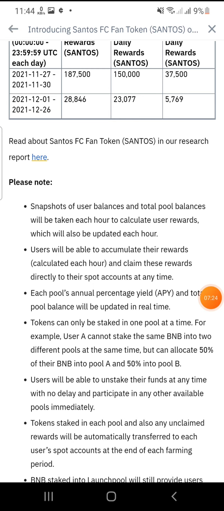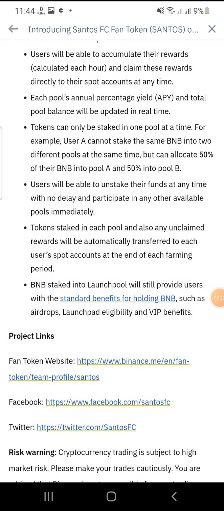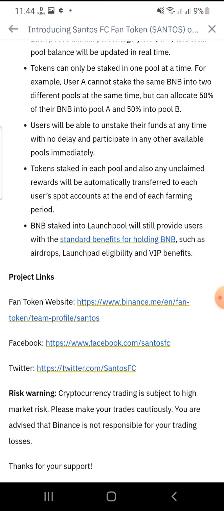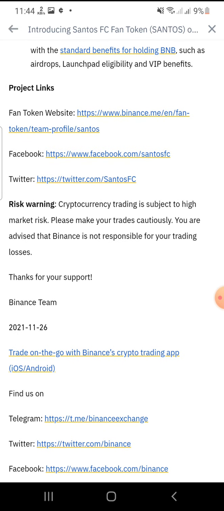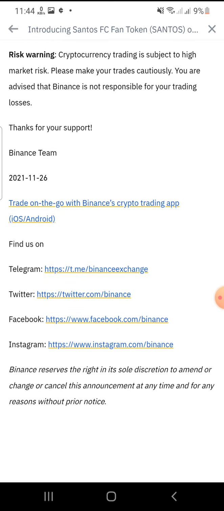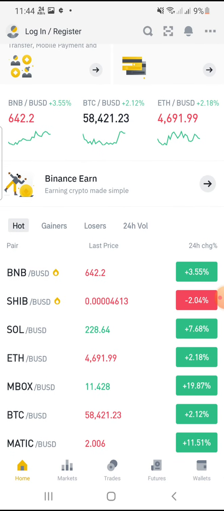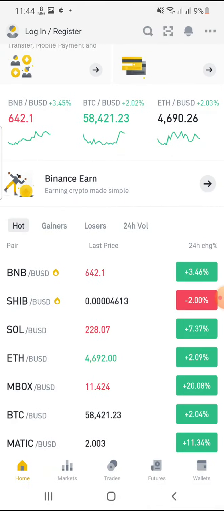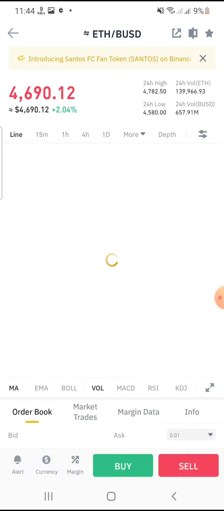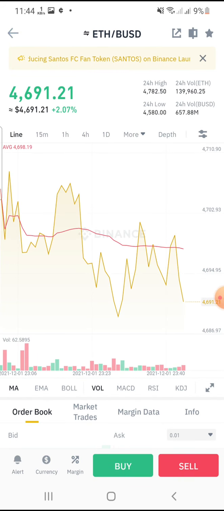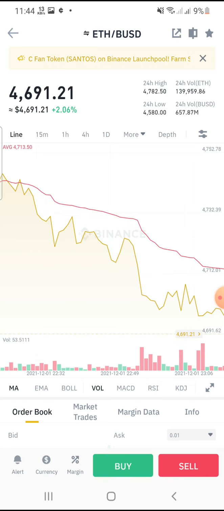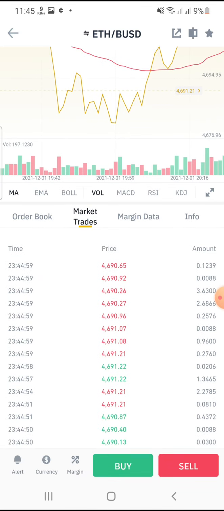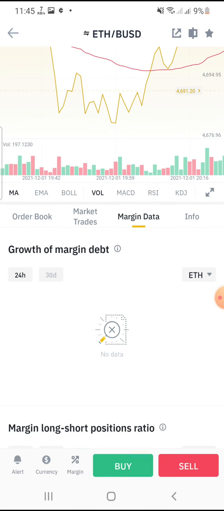Users will be able to see the project links: fund token website, Facebook, Twitter, balance system. Thanks for the support. Okay, so now we cannot go back. BTC, USD, BNB. Ethereum to USD. Ethereum, $40,000. Market trends up and down. Order book, market trends, all the information from A to Z.